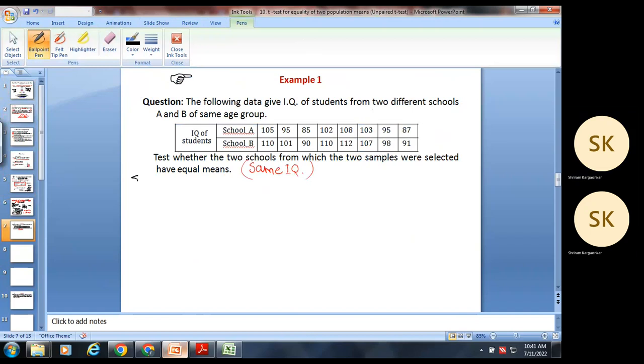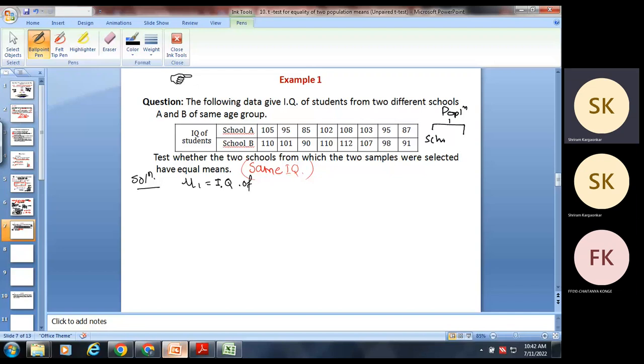Let's define the terms. What is mu 1? It is the IQ of all students from school A, whatever number of students there are. Now, what are the two populations here? The populations are school A and school B. So mu 1 means the population mean IQ of students from school A, and mu 2 is the population mean IQ of students from school B.